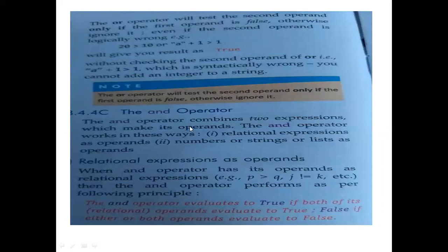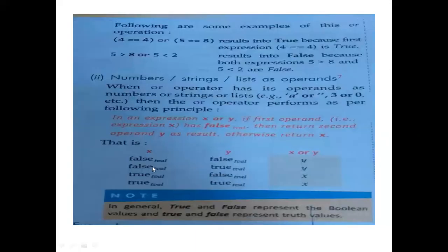Another is your AND operator. This is just the opposite of the OR operator. So the truth value is: when x returns false, it will give the value of x. When x returns true, it will give the value of y. Just the opposite of the OR operator.